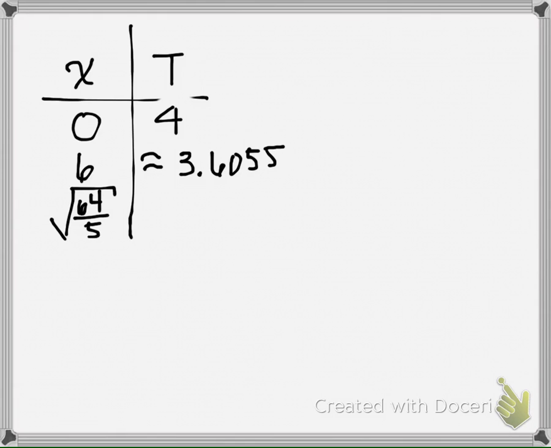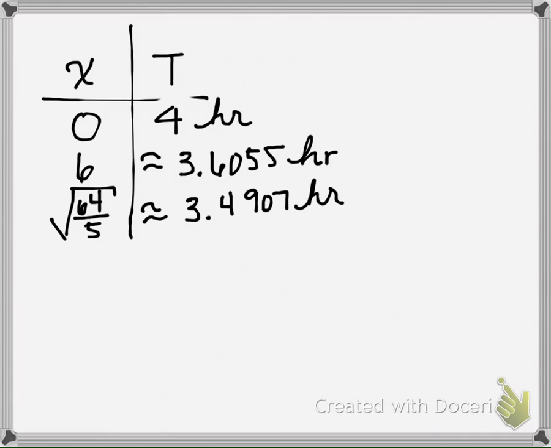And then the next one, if I take the square root of 64 over 5 and I put it into my time function, I would get approximately 3.4907. This is a time. The units here are in hours. Okay, so by the extreme value theorem, it's telling us that right here, this is our global minimum time because it's the smallest value.